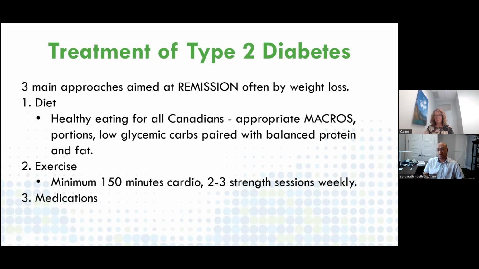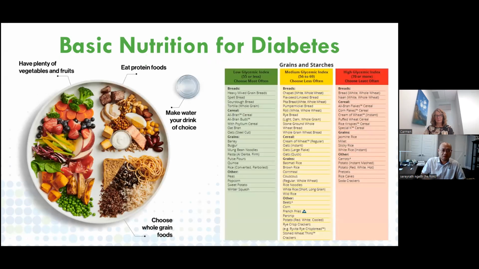We normally recommend at least 150 minutes of cardio activity per week and 2 to 3 strength sessions per week. And finally, medications for some individuals. So going back to nutrition, we often recommend good nutrition really for every individual, including diabetics.